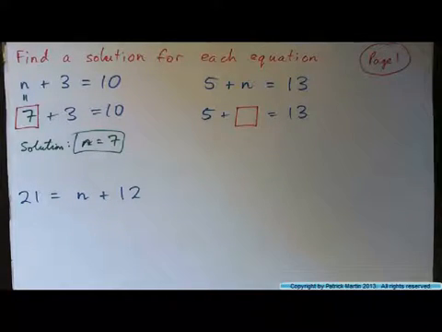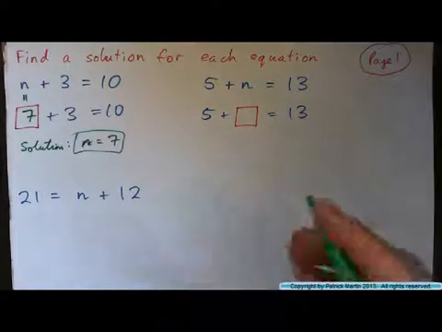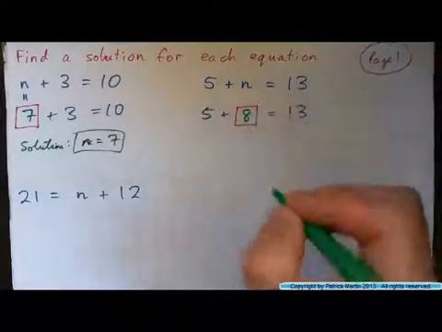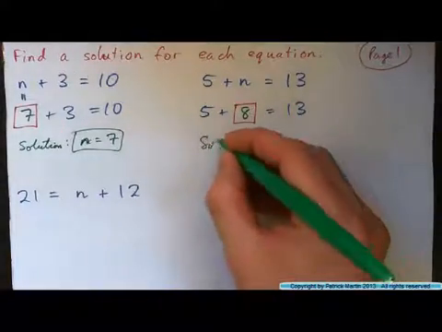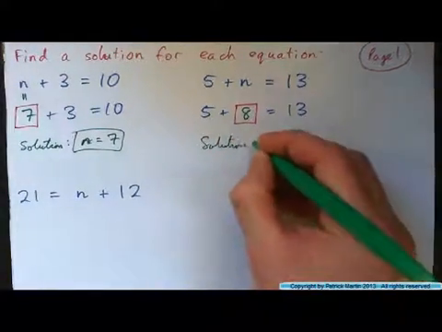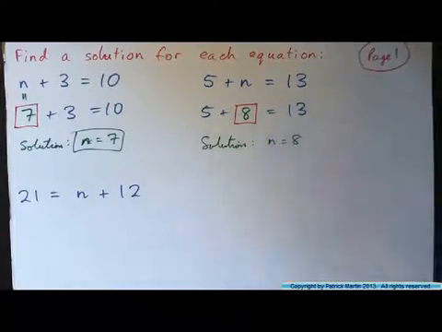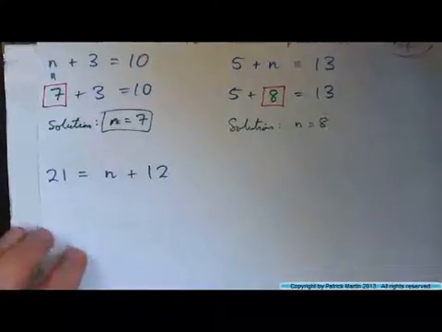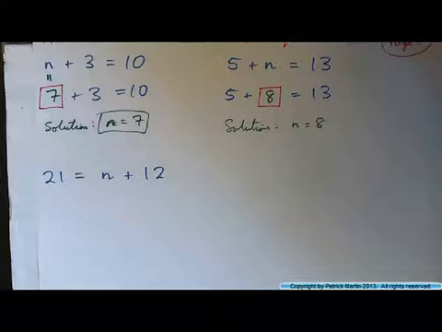Can you figure that one out? The answer is 5 plus 8, right? So the solution to that equation is n equals 8. Now how about this one? Press pause and do this guy. 21 equals n plus 12. Rewrite it with a box.